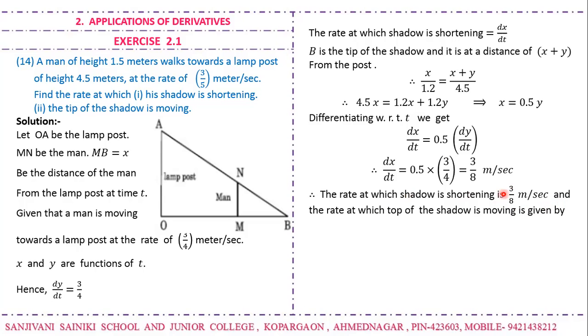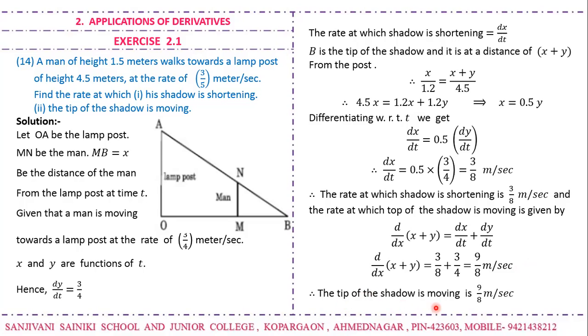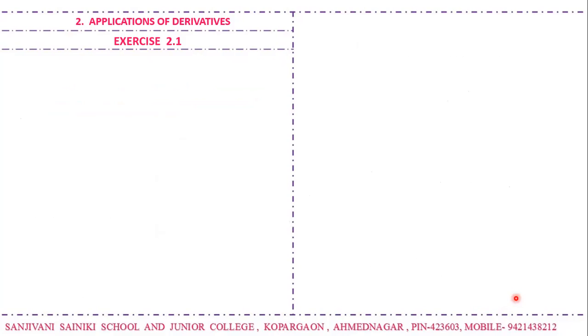Shadow is shortening 3 by 8 meter per second, and the rate at which the tip of the shadow is moving is given by d by dt of x plus y. So d by dt of x plus y means dx by dt plus dy by dt. So we will put those values of dx by dt and dy by dt in this equation and take the addition of 3 by 8 plus 3 by 4. It is 9 by 8 meter per second. So the tip of the shadow is moving 9 by 8 meter per second.